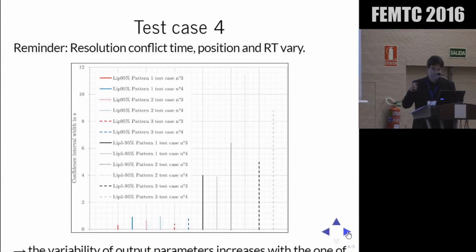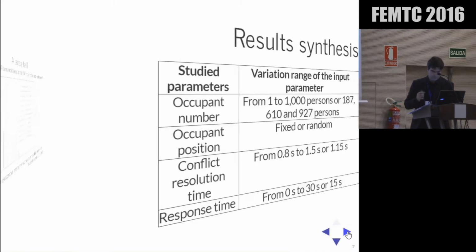Then, this time, the comparison is between test case number 4 and number 3. As a reminder, the difference between those two is on the response time. It is fixed for test case number 3 and variable for test case number 4. And the observations are consistent with what could be expected. The variability of the output parameter increases with that of the input parameters. Again, the method gives a consistent result.